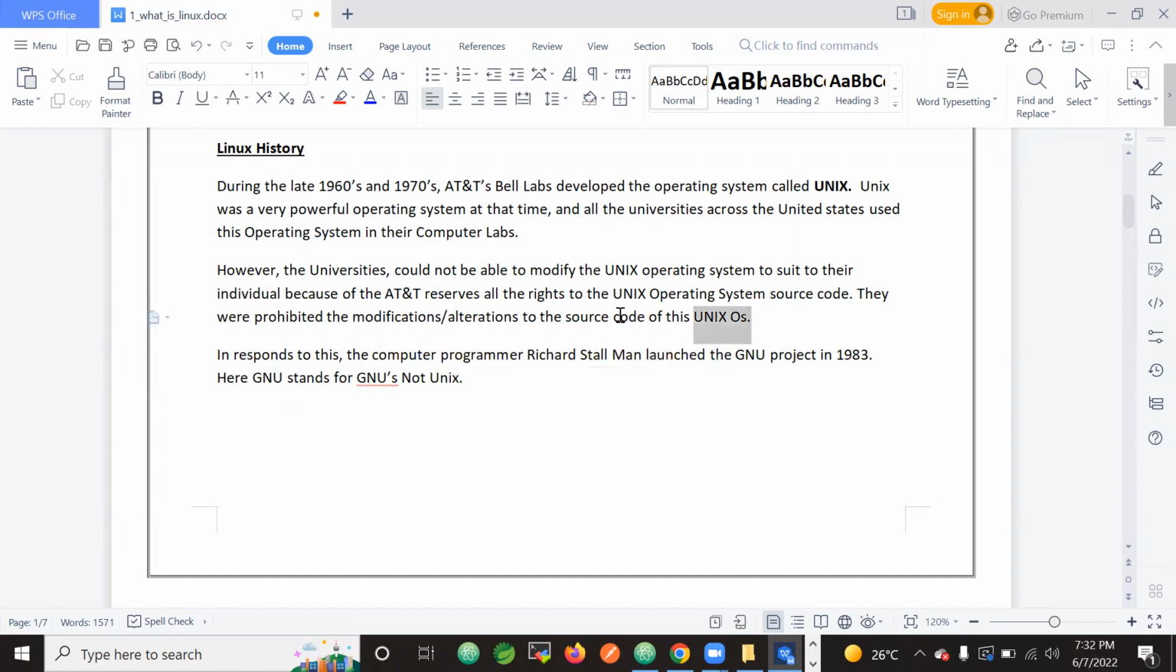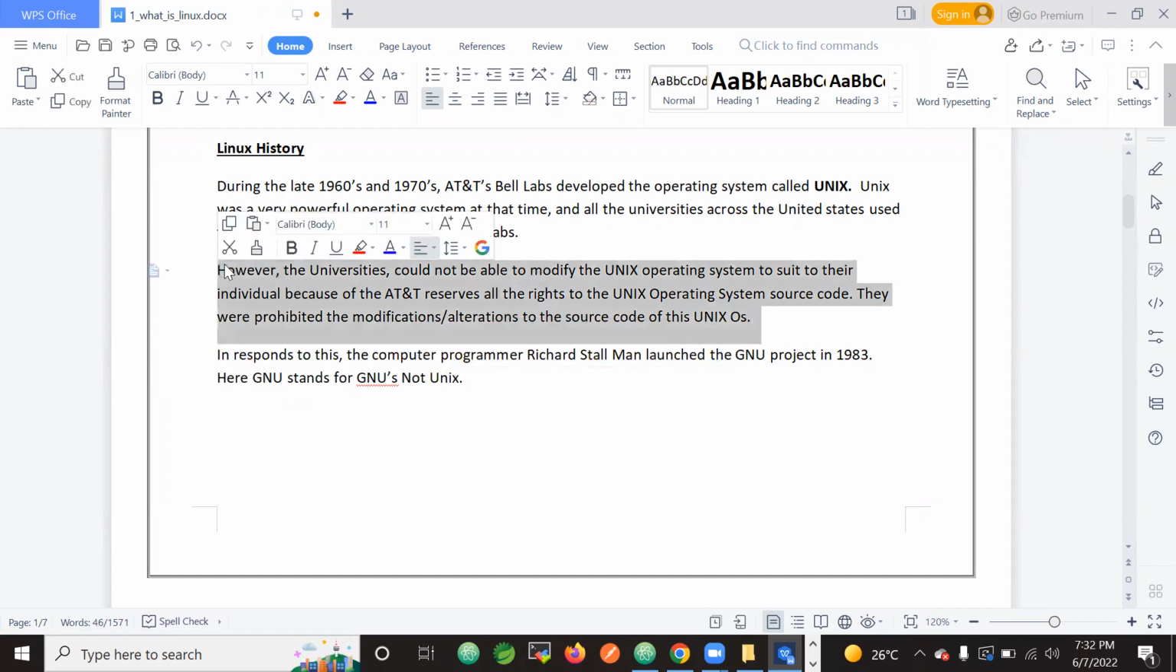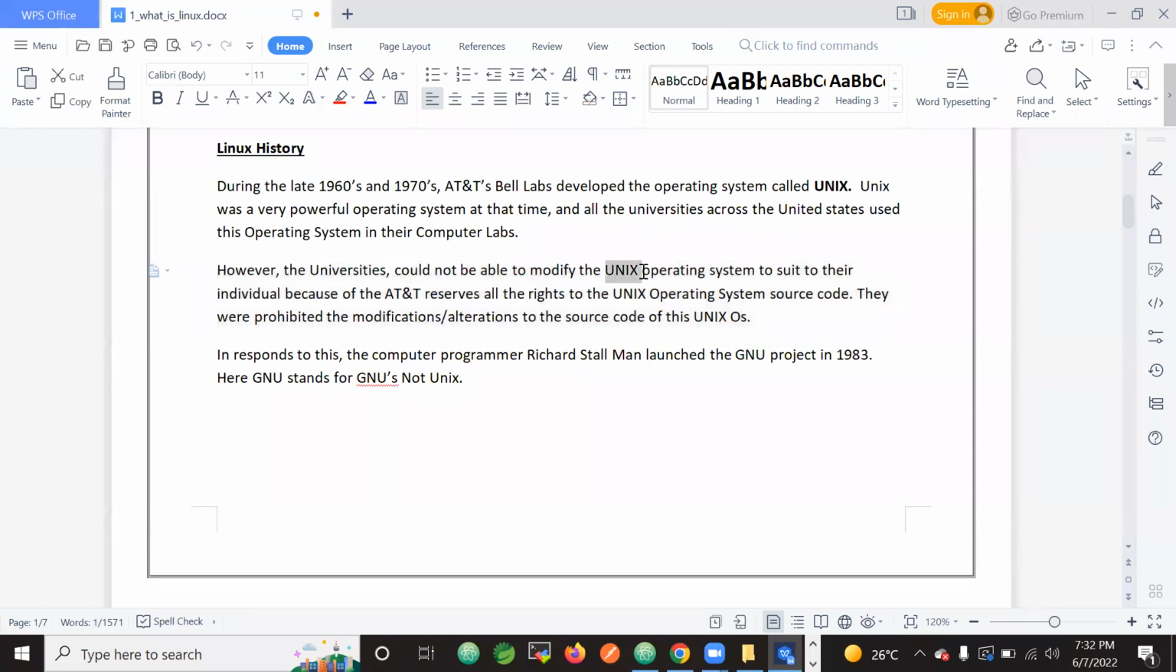He was completely opposing the Unix operating system because it is not modifiable, highly chargeable, commercial. Not only commercial, but it is also open source actually. Unix is available in two flavors, open source and also commercial. But even though it is said to be open source, its source code was not modifiable. Then Richard Stallman launched the project called GNU with the slogan "GNU's not Unix."